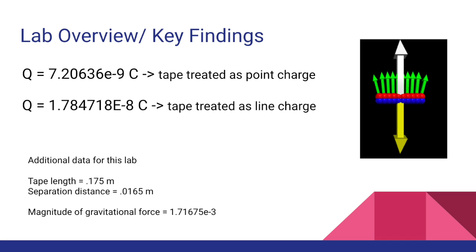Here are some key results from Lab 2. My tape length was 0.175 meters, and I found the separation distance to be 0.0165 meters. I had to manipulate the charge on the tape until the magnitude of the electric force acting on the top tape was equal to the magnitude of the gravitational force acting on the top tape. I found the charge on the tape to be 1.78 times 10 to the negative 8 coulombs. As you can see, the charge on the U-tape when treated as a line charge is considerably greater than the charge on the U-tape when treated as a point charge.